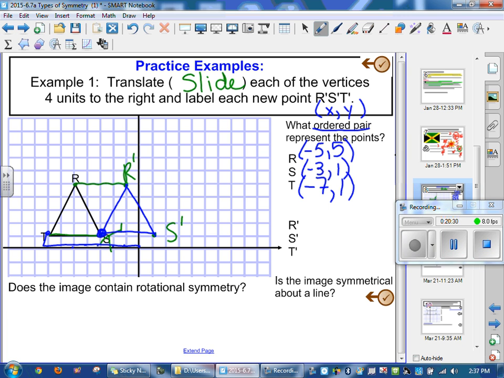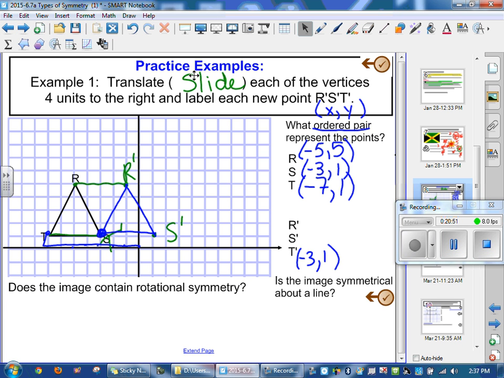Well, what did we know about T? T prime became what letter? T prime became S. So we can put S prime on for sure. Or sorry, we can put T prime. T prime is the same as our S up here. So he's at negative 3, 1. What do you notice they did to the numbers?